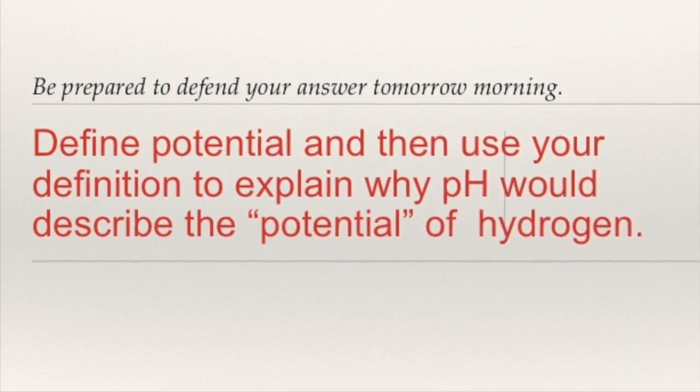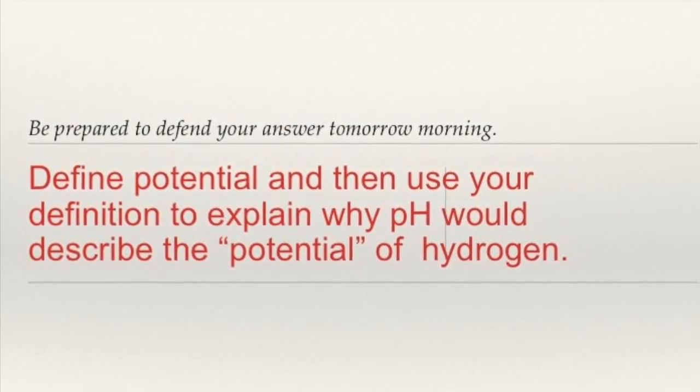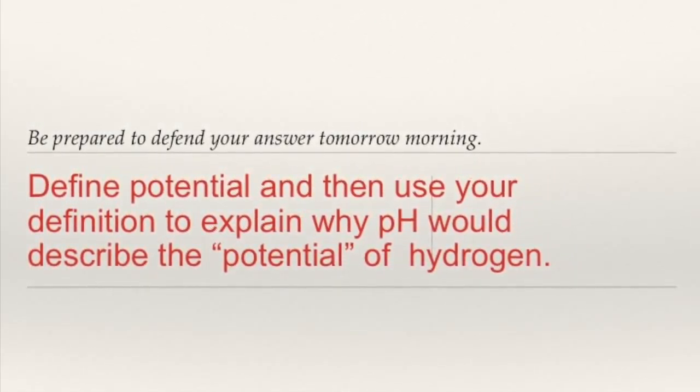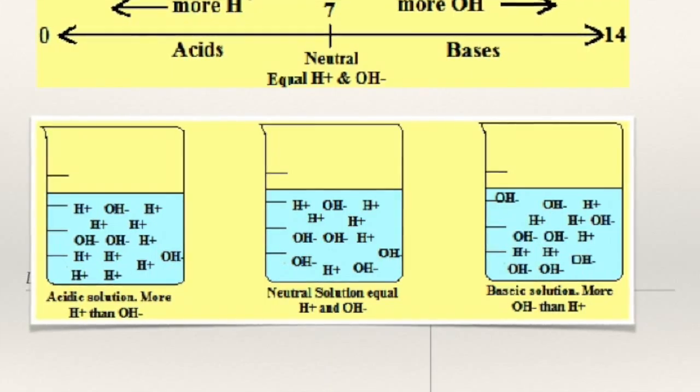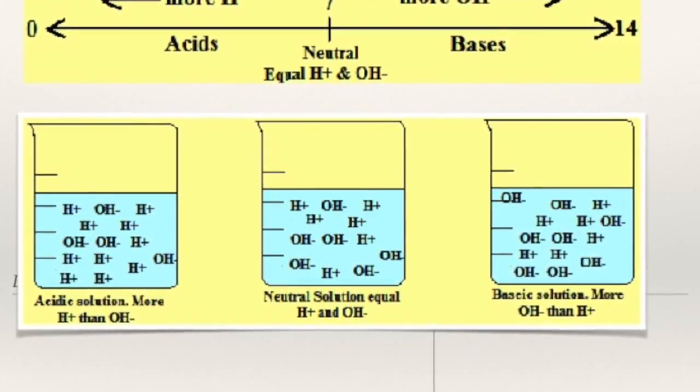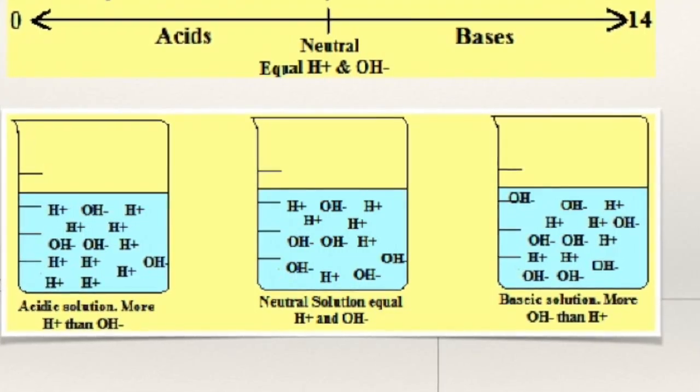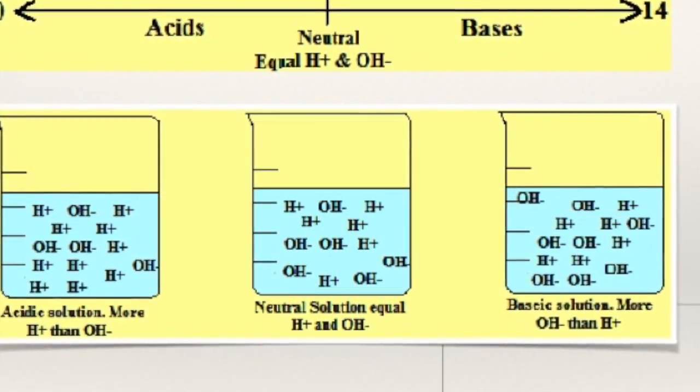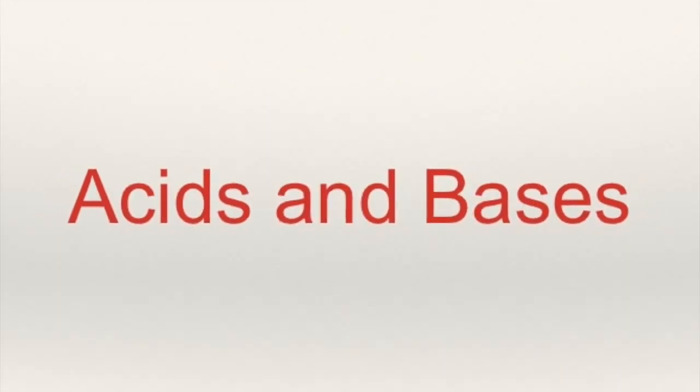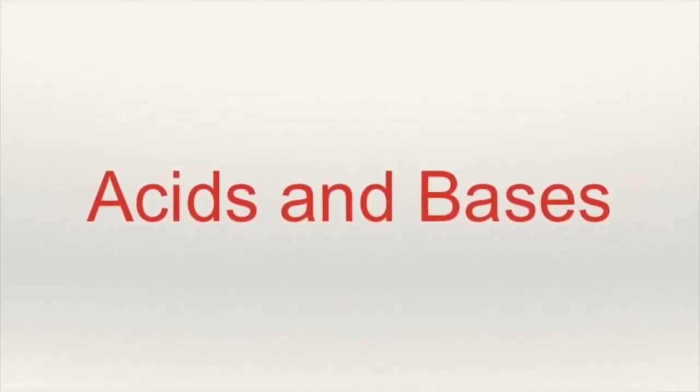For your morning work, define potential and then use your definition to explain why pH would describe the potential of hydrogen. Be prepared to defend your response. The acidity or alkalinity of an aqueous solution is measured by the pH scale. Note that acids are below 7 and that bases are above 7 on the scale. Let's talk more about acids and bases.